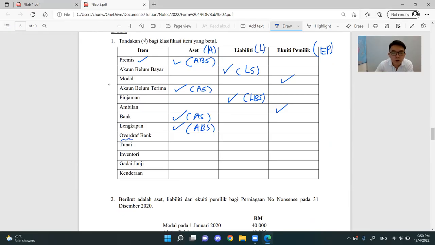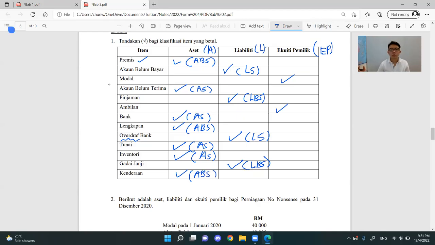Now, overdraft bank, this is a very hard one. Yep, it's a liability. Wow, you guys are so good. But this is a liability semasa, LS. All right, now what about tunai? A, yes, it's an asset semasa. Inventory, A also, and this is also an asset semasa. All right, what about gada janji now? L, yes, we just talked about gada janji, and this is a liability bukan semasa. Okay, last one, kenderaan. Wow, all correct. Very good.